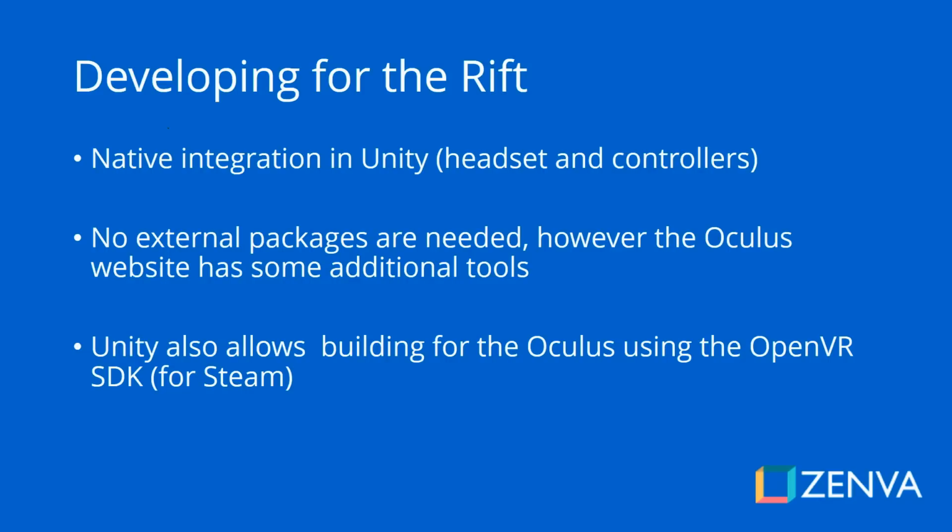Now, developing for the Rift in Unity, which is what really matters to us as we're going to be making all these games. Unity has a native integration with the Oculus Rift, and that includes the headset and the controller. So that is really good news. You don't have to install anything to be able to run a game on your Oculus Rift, which is something that used to be different in the past. The Oculus website does have a few additional tools and plugins, if you will. There is one for spatial audio and also for avatars, and there might be other things as well at the time that you look at it.